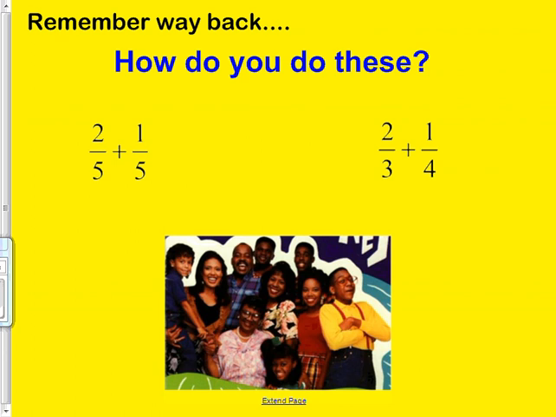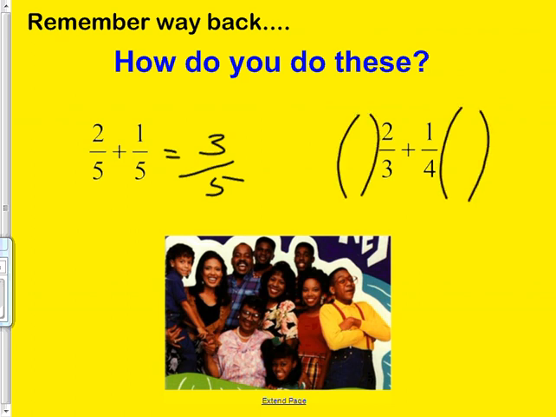So, the first one, it's got a common denominator already of 5. If that one isn't easy for you, then there's no hope for you today. 3/5. Okay. So, this one, however, does not have a common denominator. And you've done this, but I need you to know exactly what you're doing because we're going to be doing these much more complicated. We're moving from the simple fractions to much more complicated.